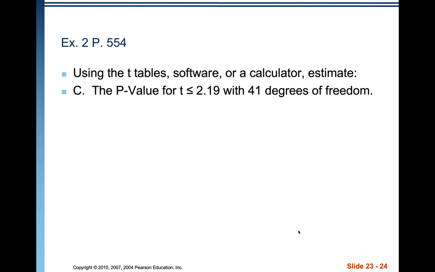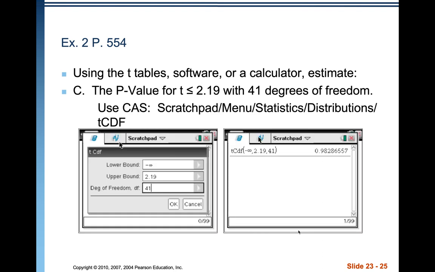All right, we want to find the p-value for T less than or equal to 2.19 with 41 degrees of freedom. One way we can do this is by going back to distributions, choosing TCDF. Since this is a less than problem, our lower bound will be negative infinity and our upper bound will be 2.19. That gave us degrees of freedom. Watch out there because they can give you degrees of freedom or they can give you the sample size. If they give you the sample size, you have to subtract 1 to get degrees of freedom. But in this case, they gave us degrees of freedom, so we put it in just like it is, and we get 0.9828, on and on and on.